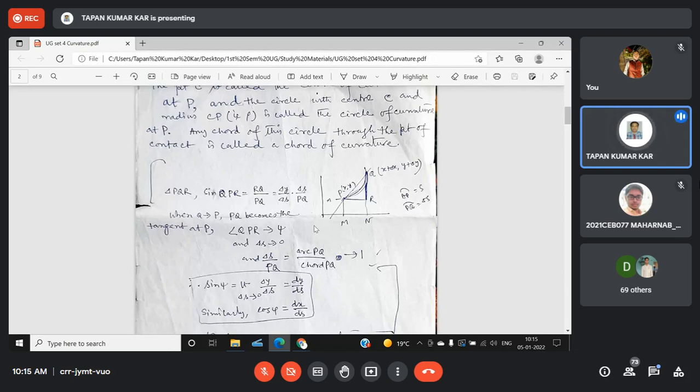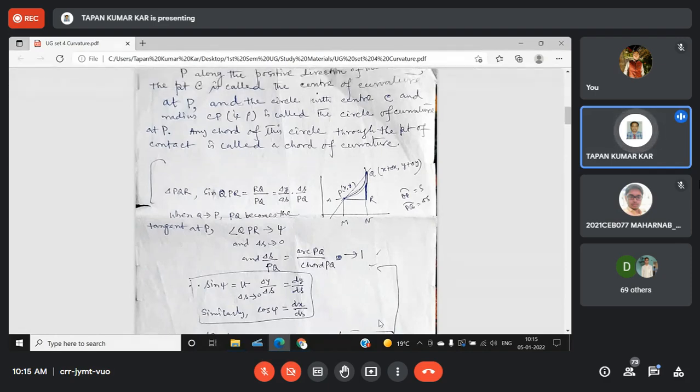So if you think that you are not interested in this deduction, at least remember sin psi equals dy ds, cos psi equals dx ds, because to determine the formula for the radius of curvature, we have to use sin psi equals dy ds, cos psi equals dx ds. But it is not in your syllabus, so we just mention here that sin psi equals dy ds. Only you have to remember that ds is the arc length.